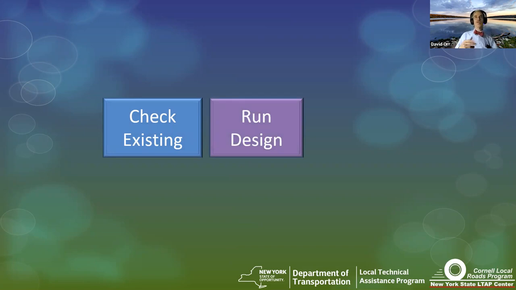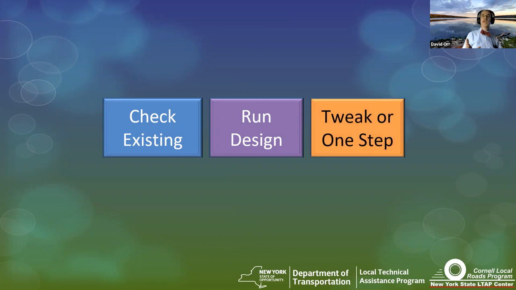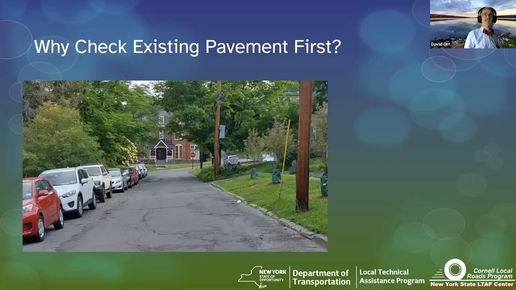And then any tool you're using should have the capability to tweak or do a single step to go back and check, did I get my assumptions correct? You should be able to do one step at a time if need be, okay? So why though do I have this as my pattern? Why is the first thing I do check the existing?